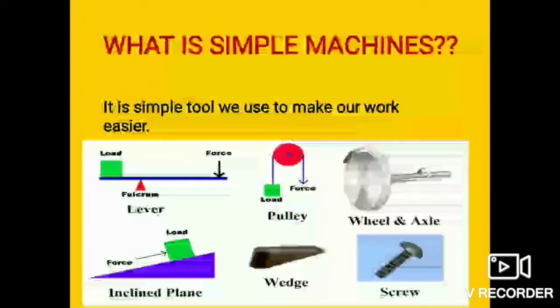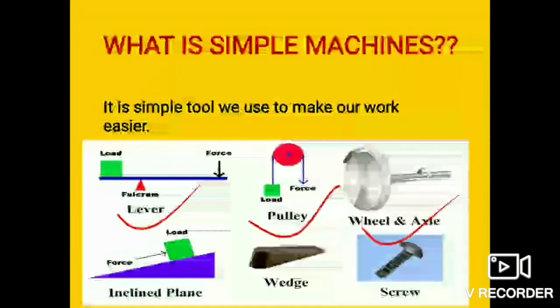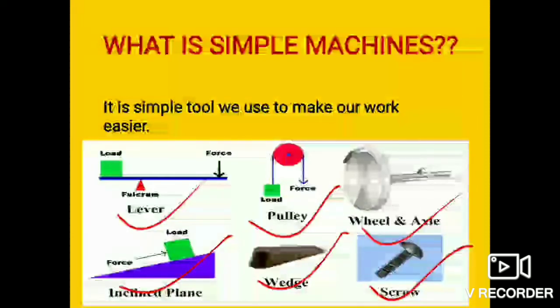For example, a pair of scissors and a hammer. Now there are 6 types of simple machines. First is lever, then pulley, wheel and axle, inclined plane, wedge and screw. We will discuss all these types of machines one by one.